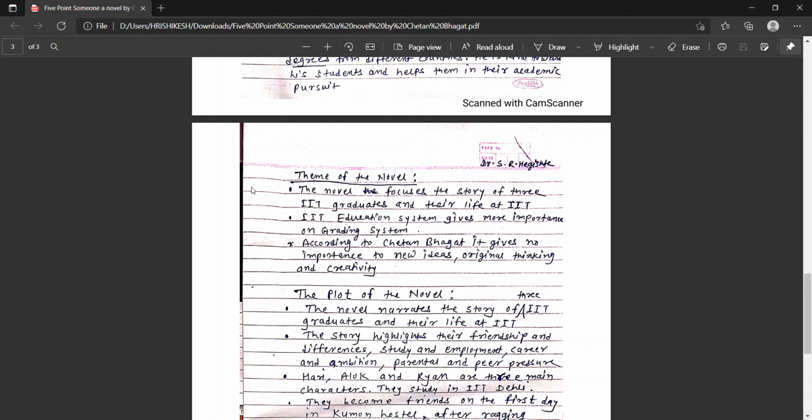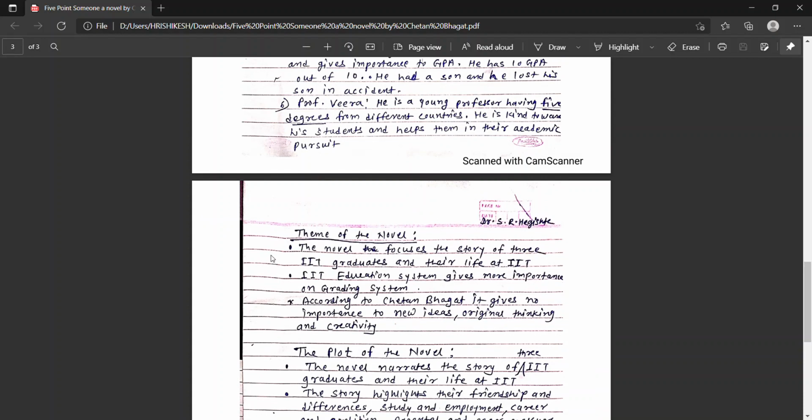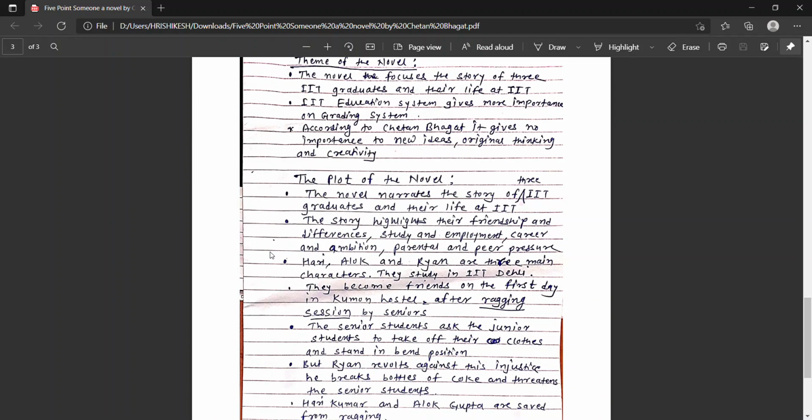So plot of the novel, how he has developed the plot of the novel. The novel narrates the story of three IIT graduates and their life at IIT. The story highlights their friendship and differences, their study and employment, their career and ambition, their parental and peer pressure.